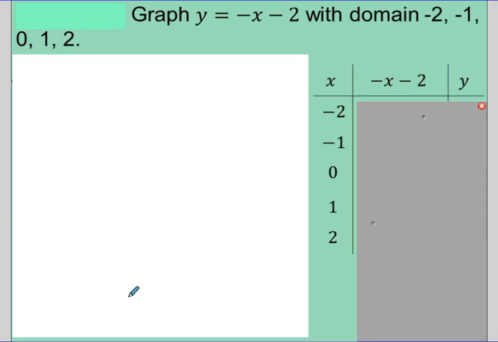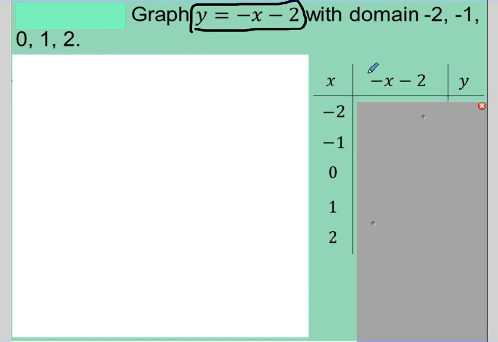All right, so going into the meat and potatoes of our lesson today, which is about basically introducing the idea of graphing a function or a line, a linear function in this case, given a couple pieces of information. So here's our question. It says graph y equals -x minus 2. Okay, so this is our main equation, with domains -2, -1, 0, 1, and 2.